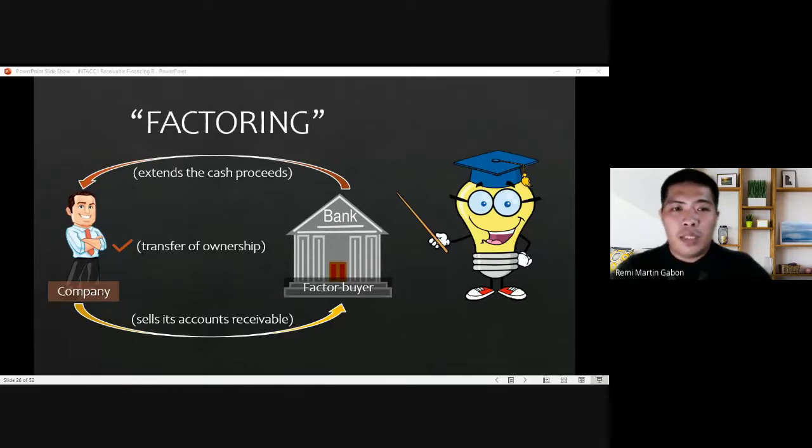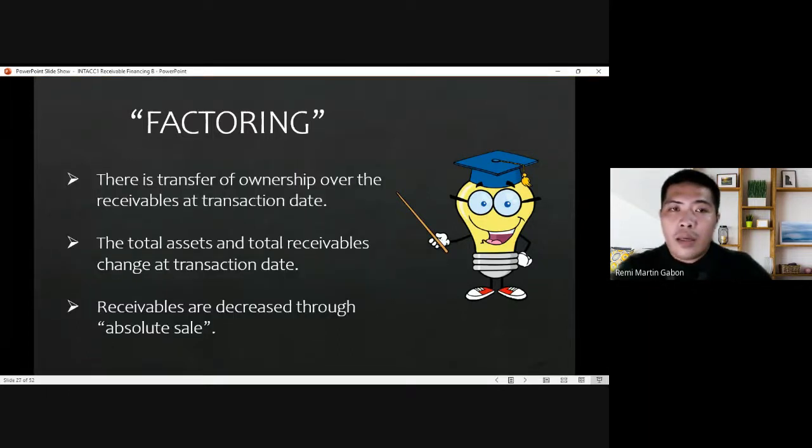Okay? The cash proceeds. So the important points that we can consider for factoring is that there is a transfer of ownership over the receivables at transaction date. By such assumption, we can say that the total assets and the total receivables of the company, of the selling company will change at transaction date. Again, the total assets and the total receivables of the selling company will change at transaction date. It is because the transaction of factoring involves absolute sale.